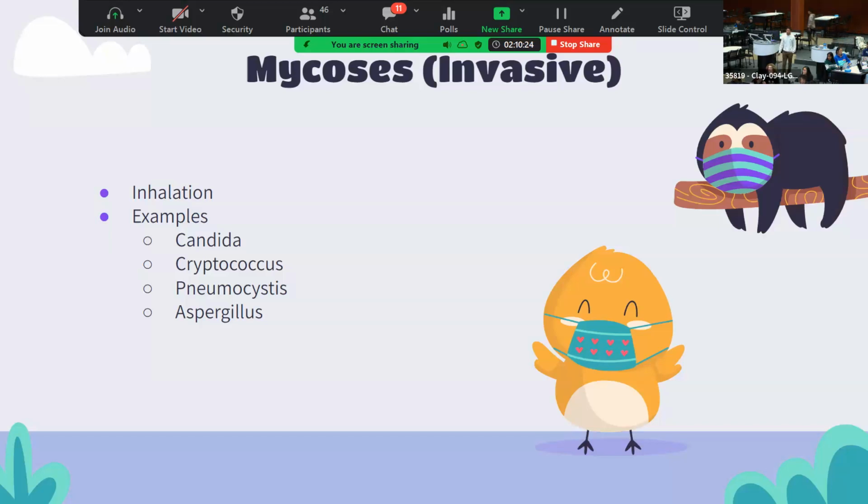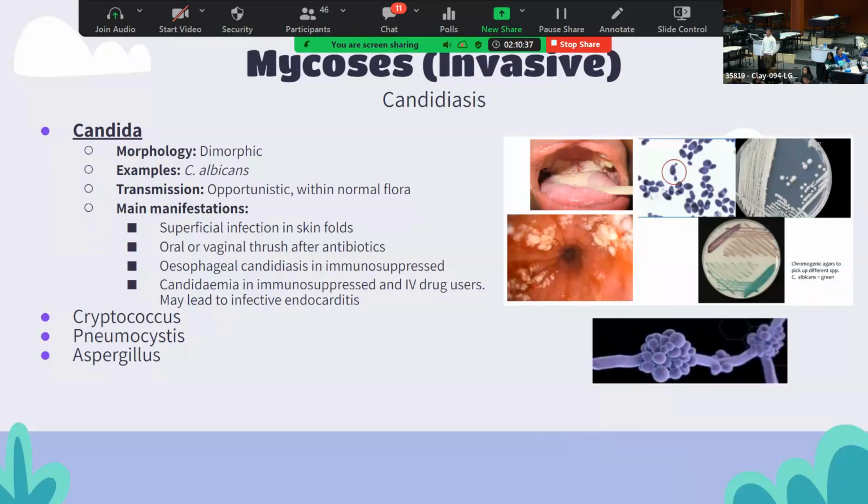And finally, we've got invasive, usually spread via inhalation. That's why they have their masks. And the examples we're given are Candida, Cryptococcus, Pneumocystis, and Aspergillus. We'll go over each of these. More specifically, you don't have to remember every single detail, but whatever you retain, since it's technically accessible, can't hurt.